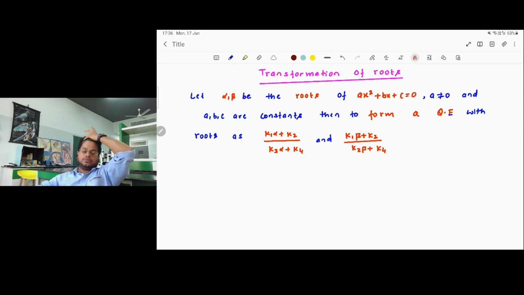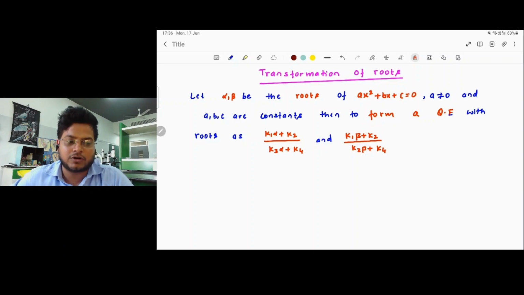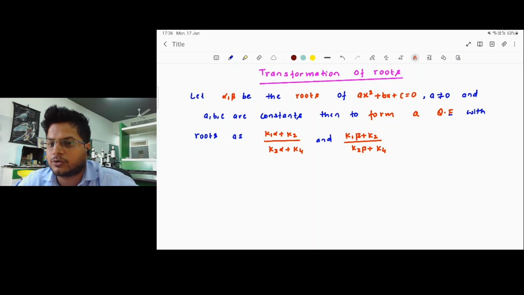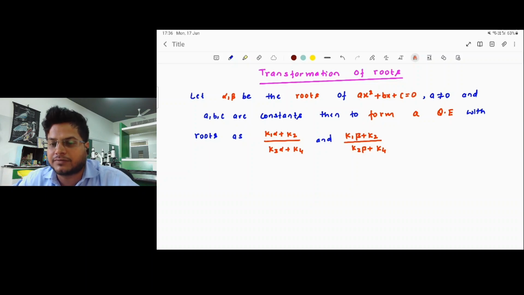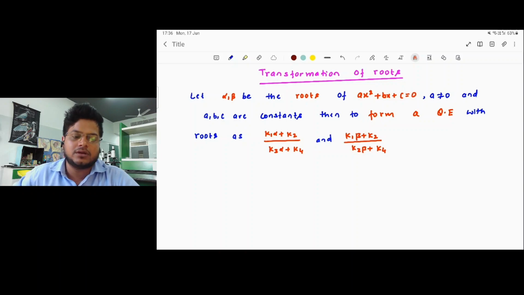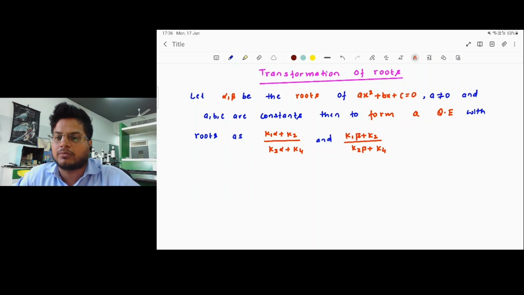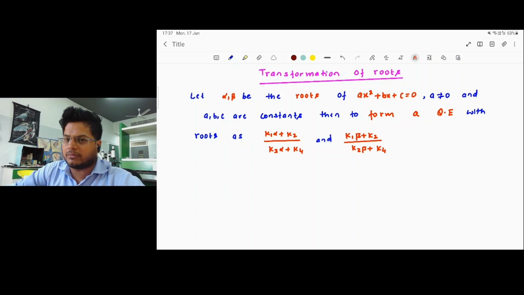So I hope you can get what we are talking about. Alpha and beta are the roots of a given quadratic. What are you looking for? You are looking to form a quadratic equation, right? Those roots are going to be of the form linear by linear. See, when you say it is 2 alpha plus 3 form, the denominator you can consider to be 1. Or let's say it is 1 by 2 alpha plus 3, so the numerator is 1. Or in case it is like 3 alpha plus 5 by 2 alpha plus 3, that also is fine. We will be able to solve that problem. Okay. So I hope we are comfortable.